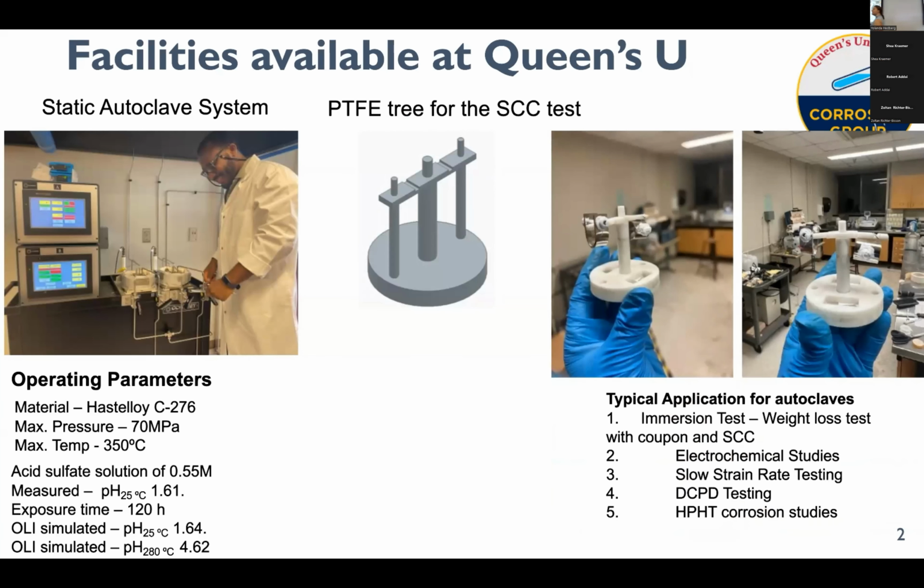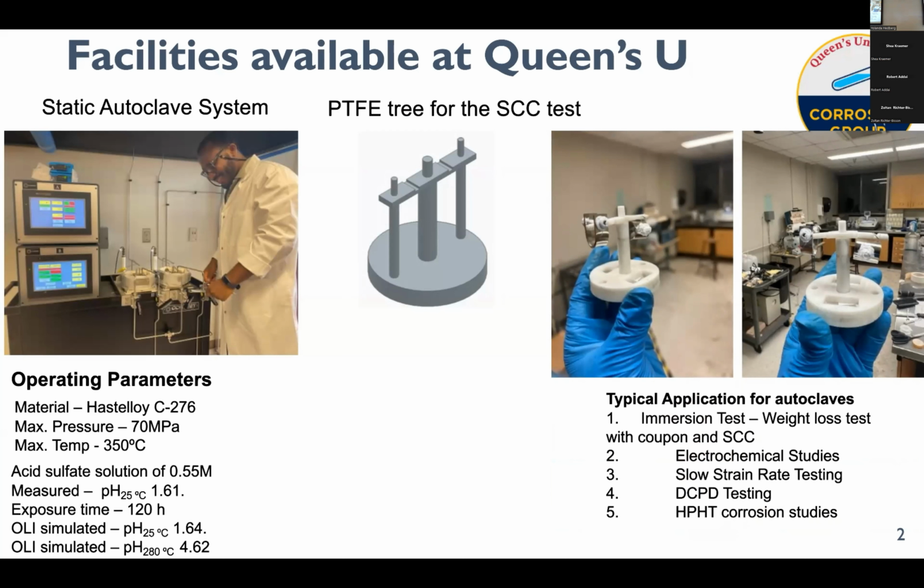This autoclave has this Teflon tree, which I constructed to expose my samples in the autoclave. So you have a Teflon tree, you have a U-bend, and you have a C-ring. This is a U-bend, this is a C-ring. Both of them are stressed at different strains. The U-bend gives you about 9% plastic strain, while the C-ring gives you about 2%.